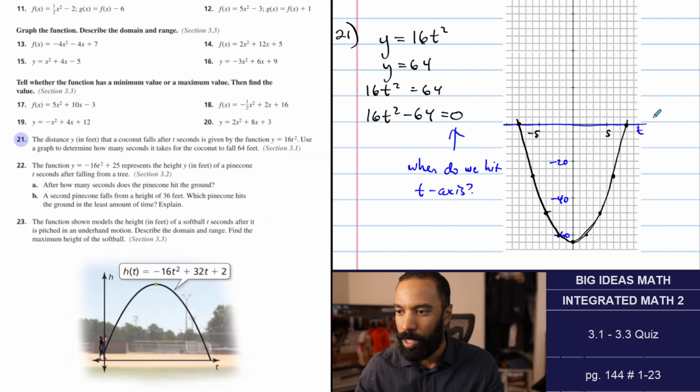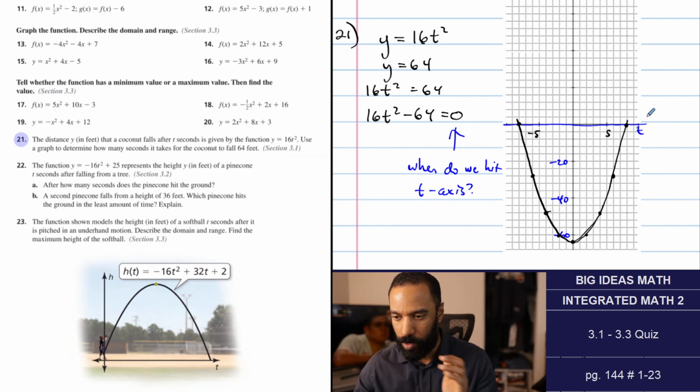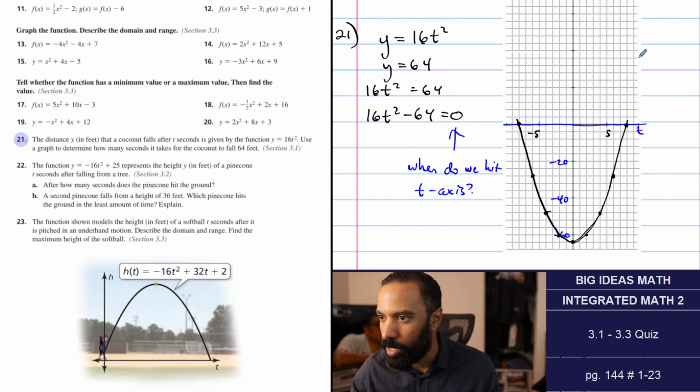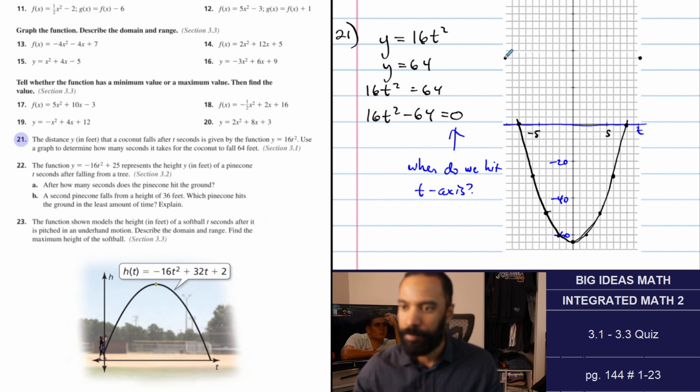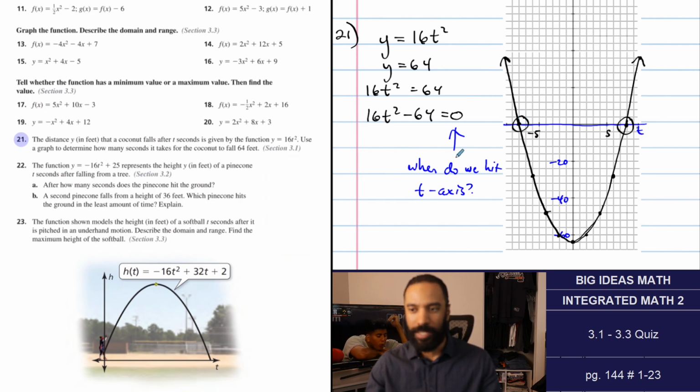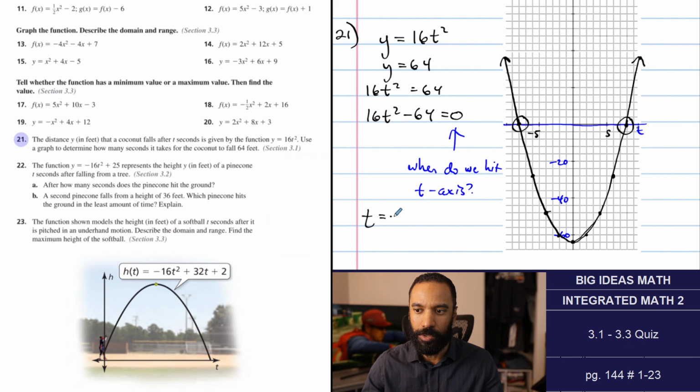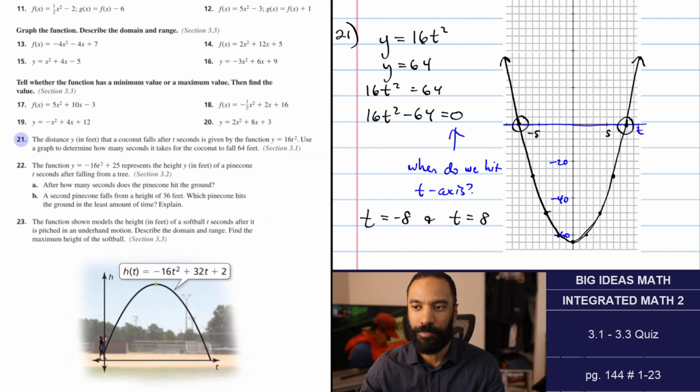At 10, 100 over 4 is 25, and 25 up from 16 is 9, so I'm going to be right there. We already found the ones that we needed, but they said graph, right? They said graph. Why not make it better looking? Okay, now these are the points I was looking for. When did I cross there? So those t values are t equals negative 8, and t equals positive 8.